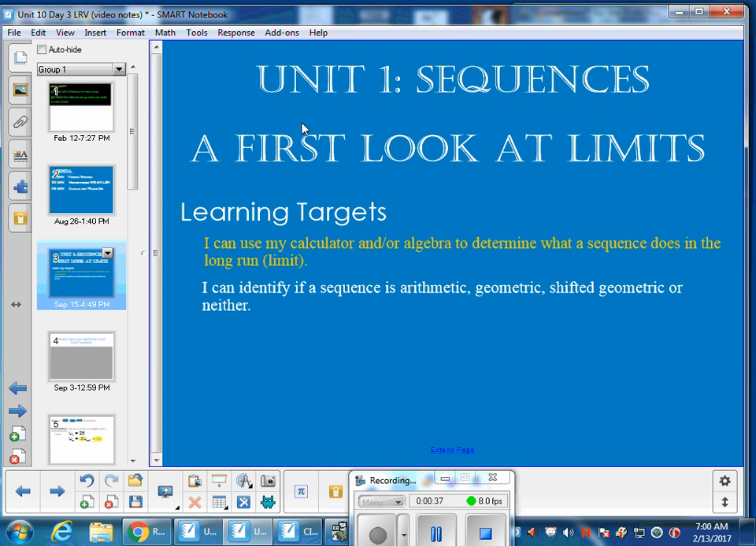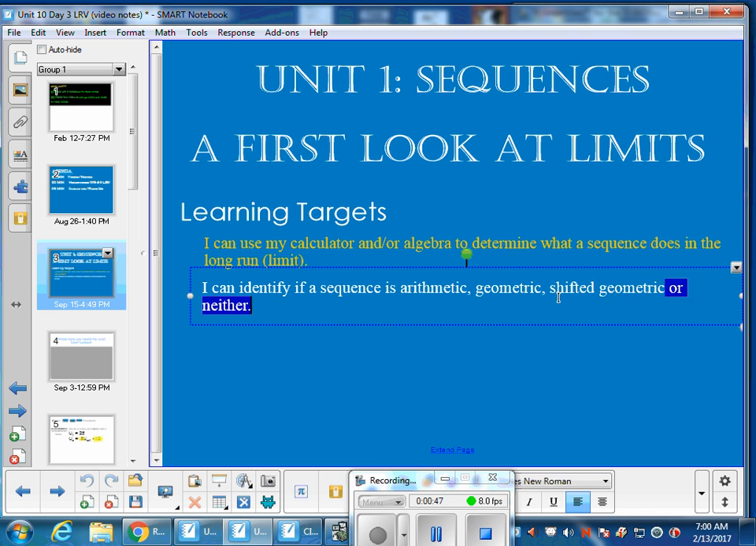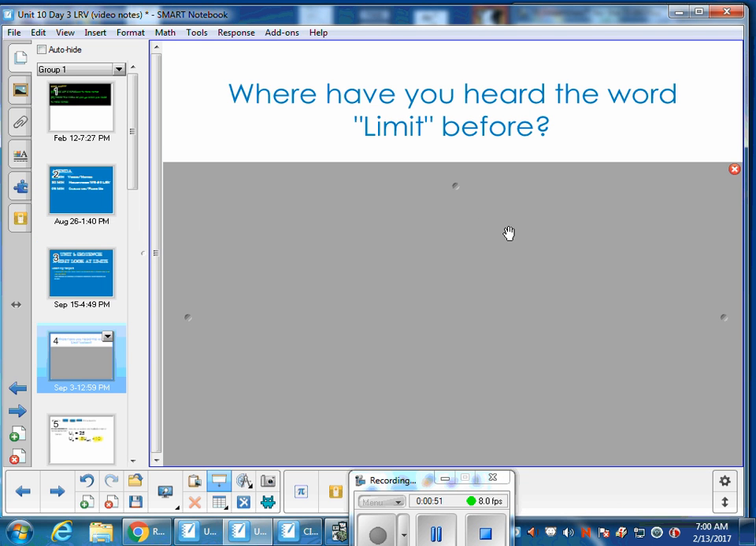So your goal is to be able to use your calculator and algebra to find what we call the long run value or the limit of a sequence. And our big focus is going to be on the shifted geometric sequence, okay? So first we need to talk about a limit.